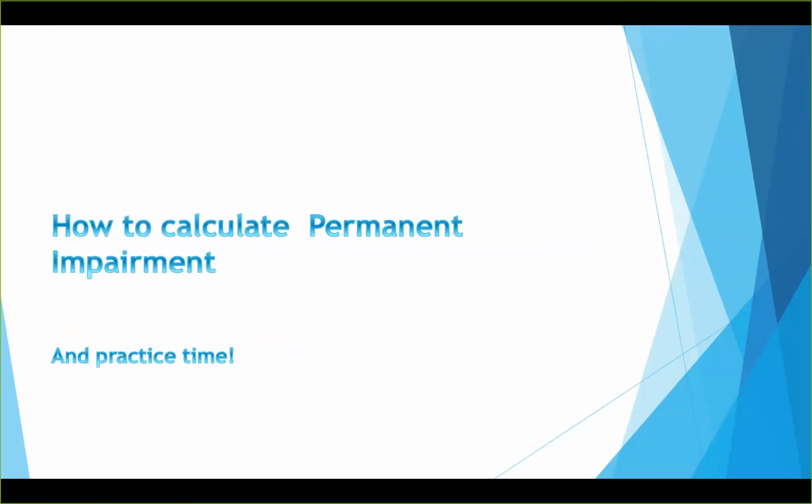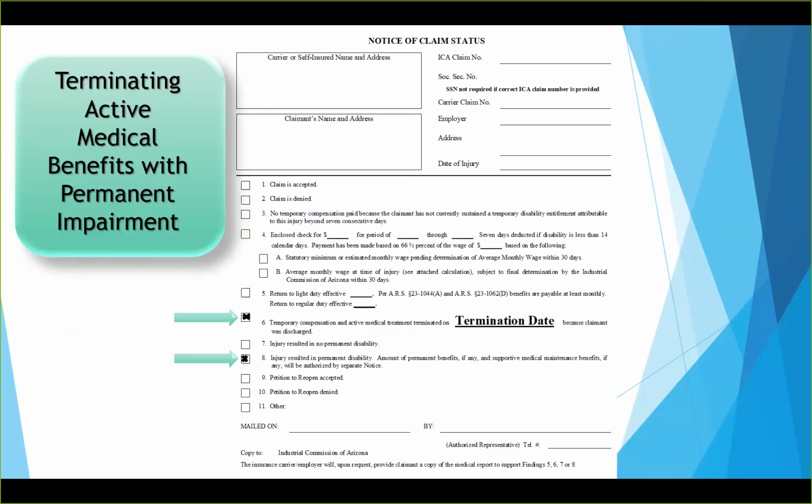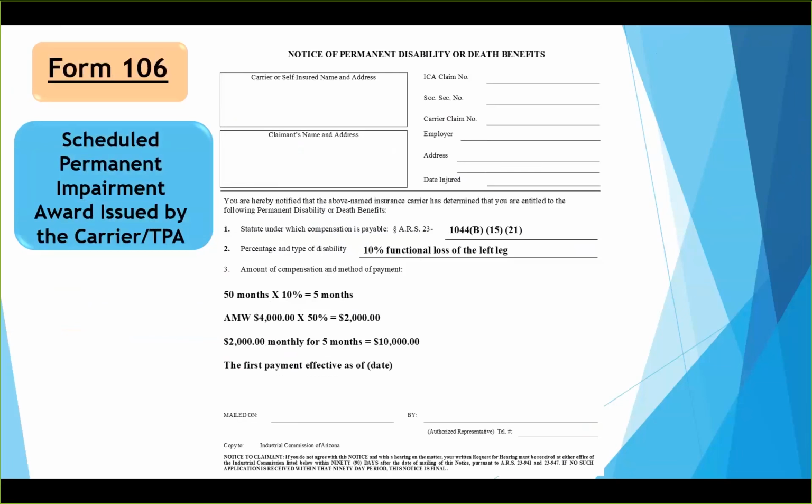Now we're going to move on to how to calculate a permanent impairment in practice time. Here is again the Form 104 indicating that this is a permanent impairment and it is being closed as such, which would include the termination date. And here's the Form 106, also known as the Notice of Permanent Disability or Death Benefits.